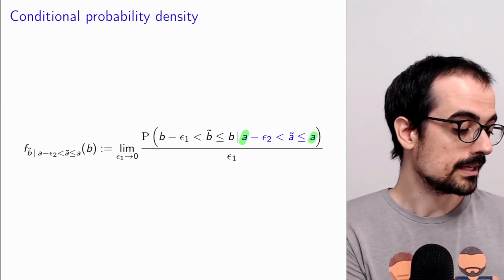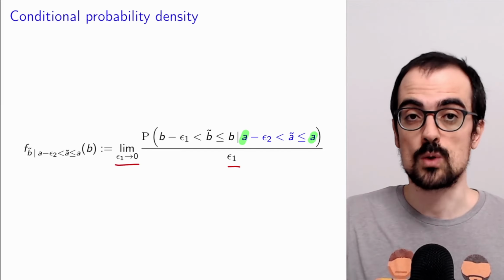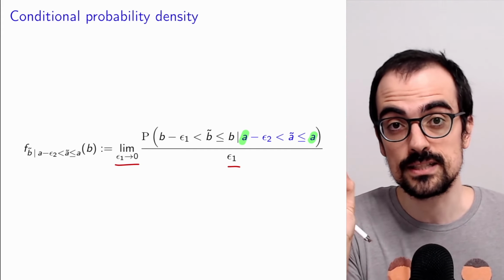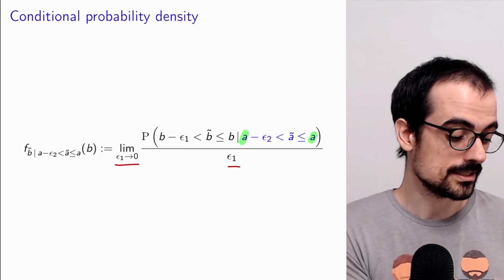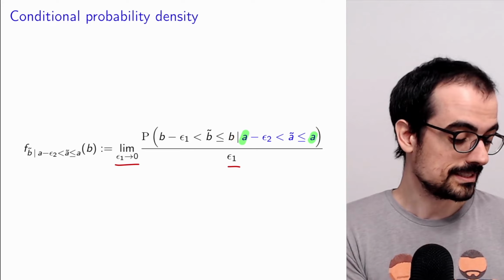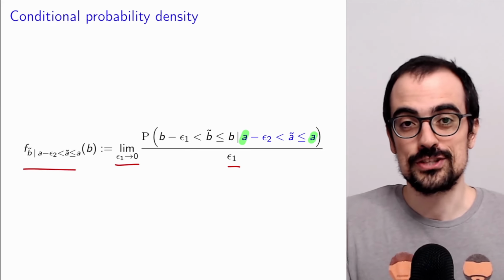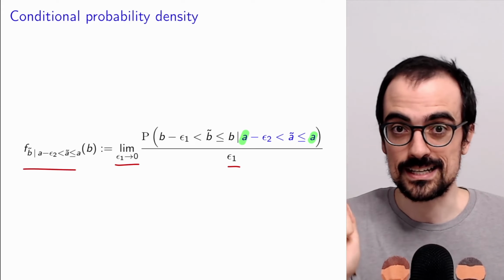And then when we take this limit of epsilon 1 going to 0, that gives us the density conditioned on this event, which has non-zero probability. So that's okay. Of course, this is not what we want. We want the conditional PDF conditioned on the event that A is exactly equal to that value.